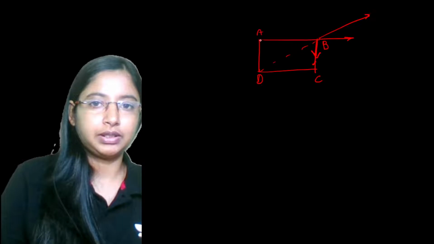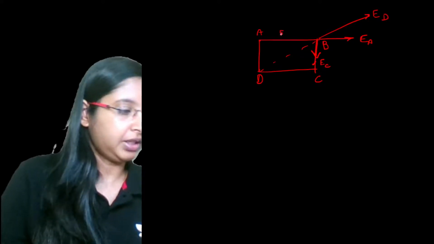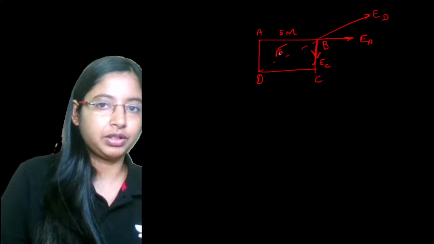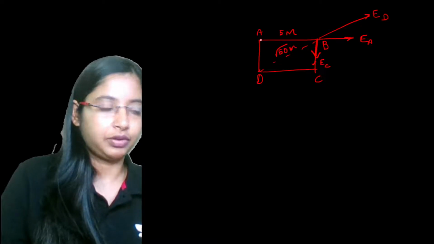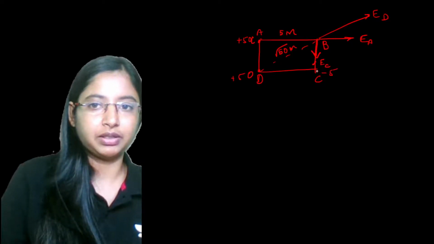Now this force is because of EA in this direction, EC in this direction, and this is because of ED, right? Now each of these is 5 meters, and around here it is going to be 15 meters. The charge on this point is plus 50 coulombs, the charge over here is again plus 50 coulombs, but this vertex is minus 50 coulombs.